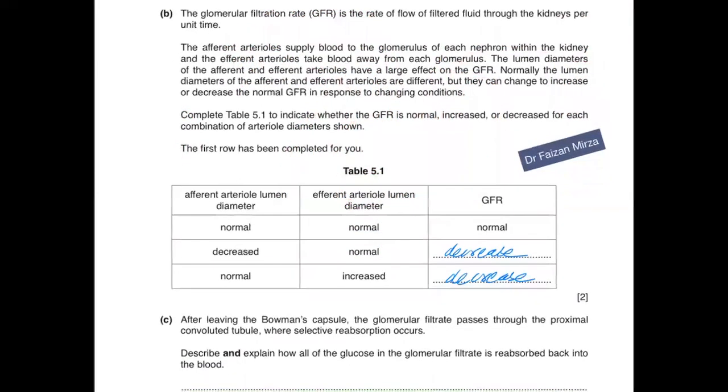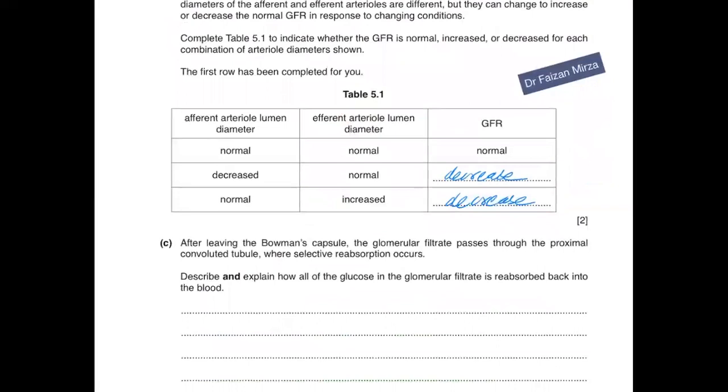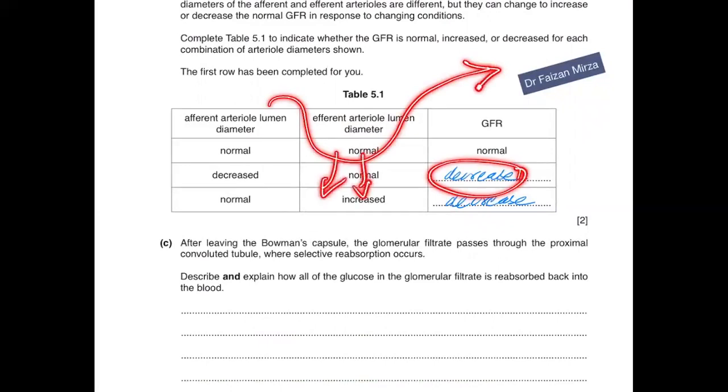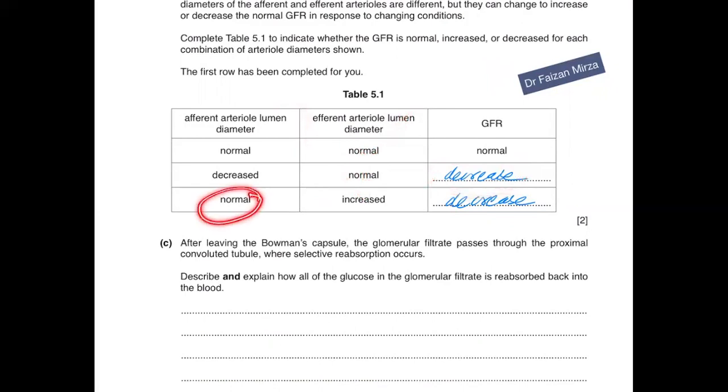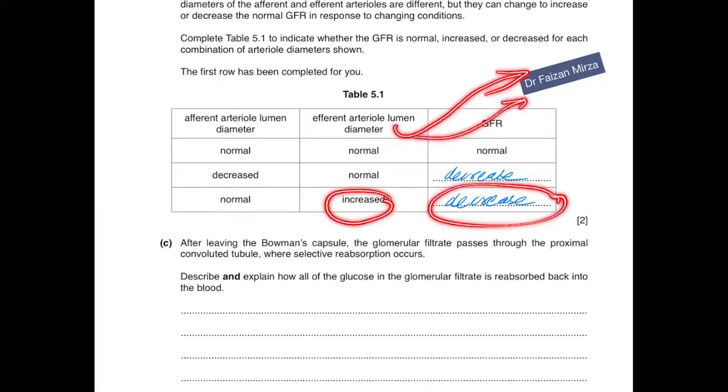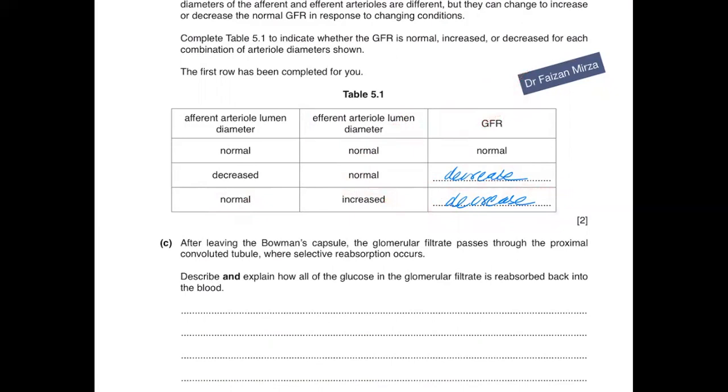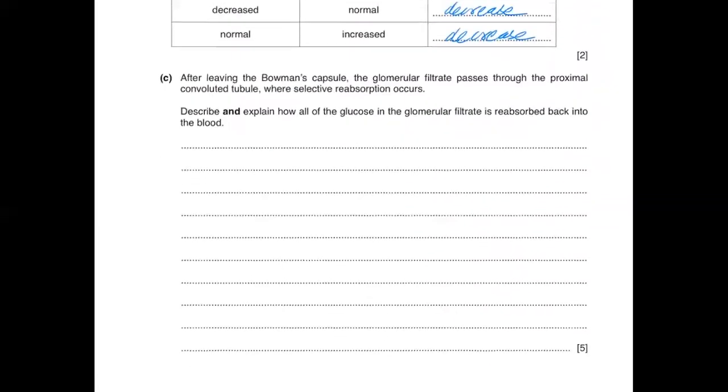So they are saying that how the lumen diameter changes will be assessed. If the afferent diameter is normal and efferent is normal, the GFR is normal. But if the afferent arteriole diameter is decreased, and the efferent arteriole lumen diameter increases, the GFR would decrease because the blood can go into the efferent at a very fast pace, so less filtration will occur. Then they are saying the lumen of the afferent arteriole stays normal, whereas efferent increases, again the GFR will decrease because the blood can go faster, it will spend less time in the glomerulus, so the blood pressure in the glomerulus will be lower.